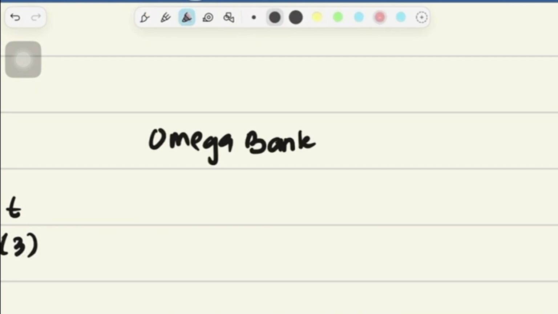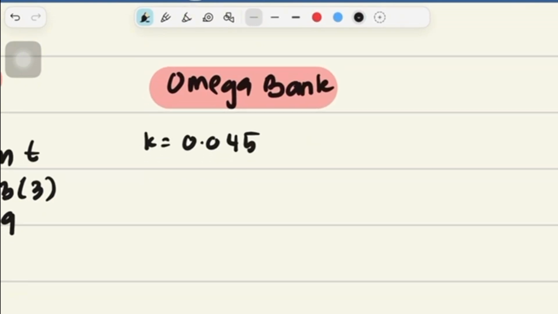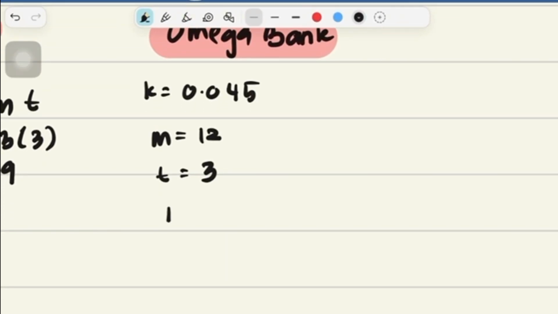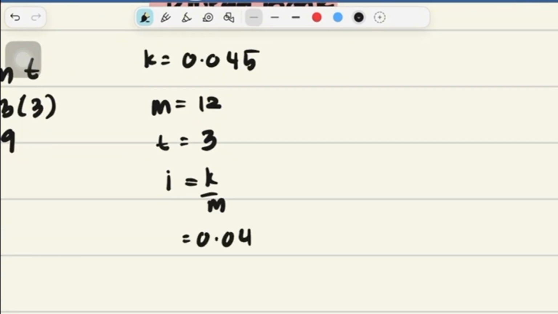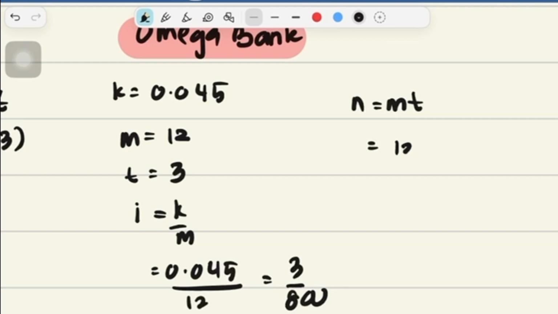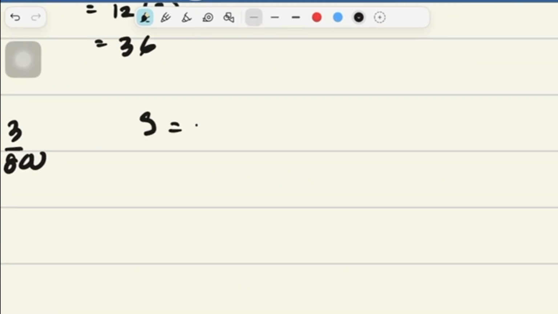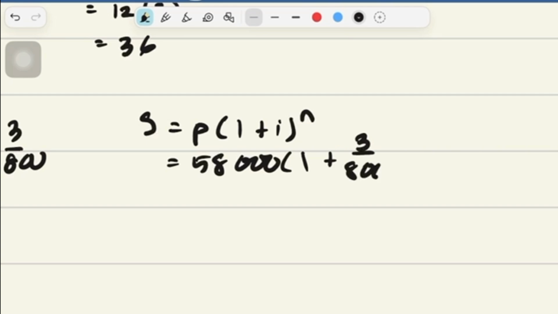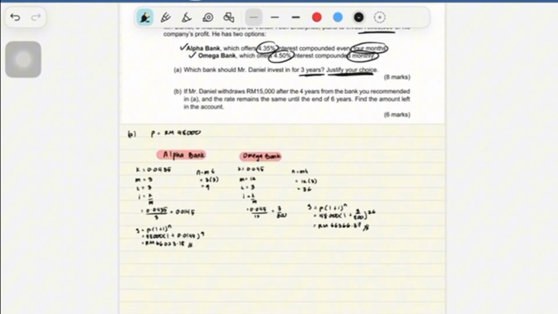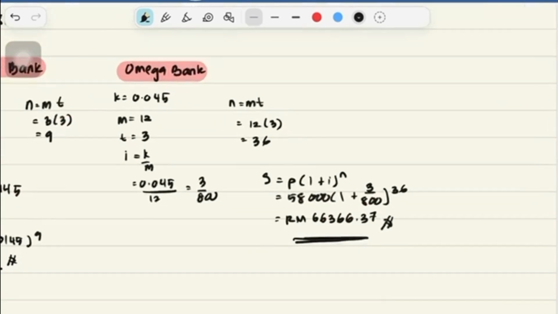And this is for the Omega Bank side. We put the K value, which is 0.045, M equals 12, T equals 3. To find the I value, we use K over M, which is 0.045 over 12. We got 3 over 800. Then we use the same formula to find N, and we got 36. To find the S value, we use the same formula, put the values in, and we got RM 66,366.37. So we can see the difference between these two banks.